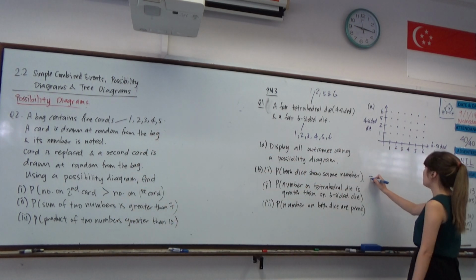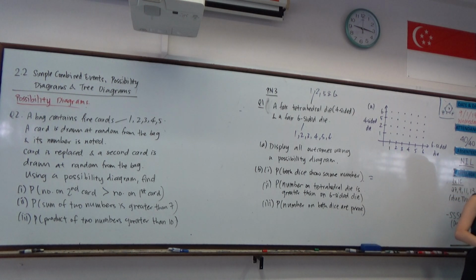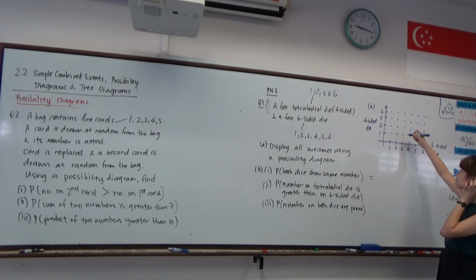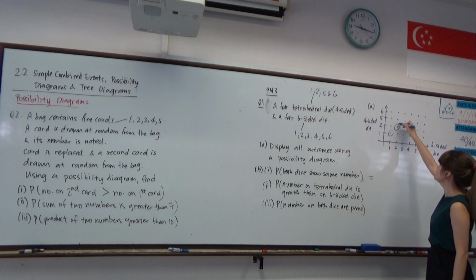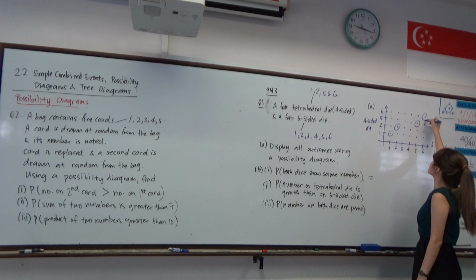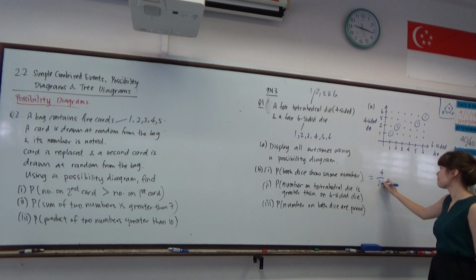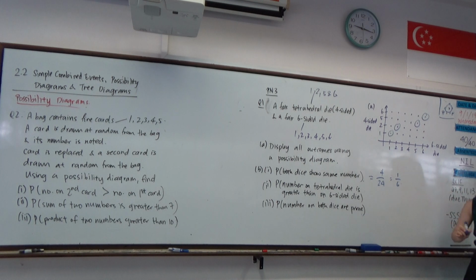So what would that probability be, Benjamin? 1/6. Okay, so how do you get 1/6? What was the working before that? 4/24. So there are actually 4 outcomes out of a total of 24. So same number will actually be this, and this. So 4 out of 24, so you get 1/6.